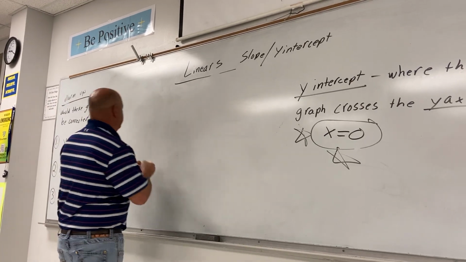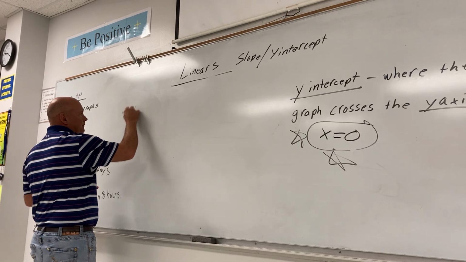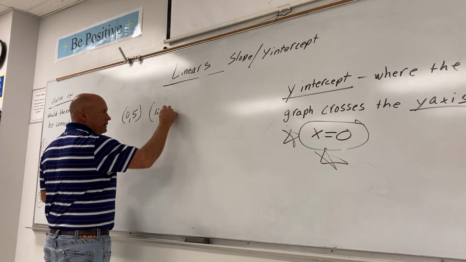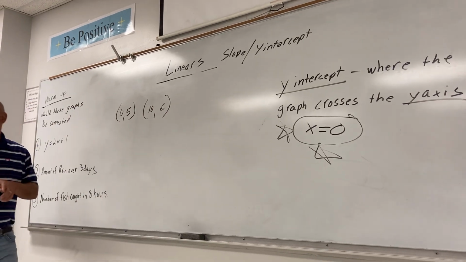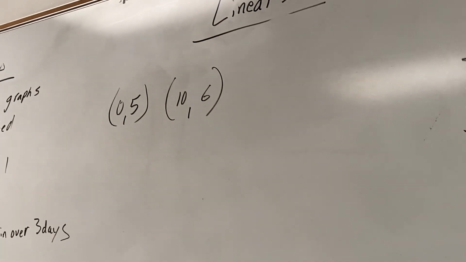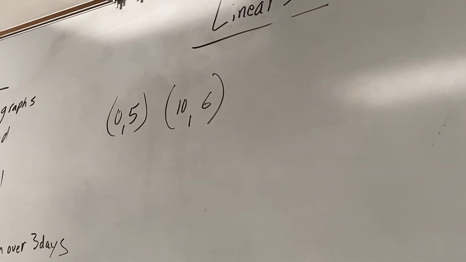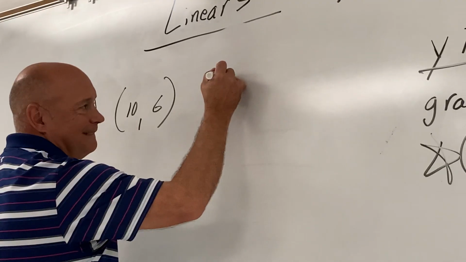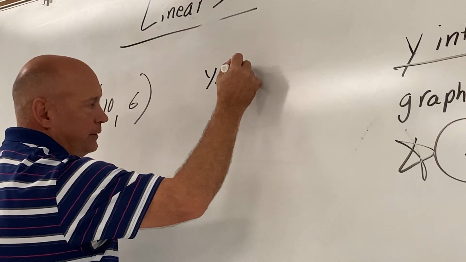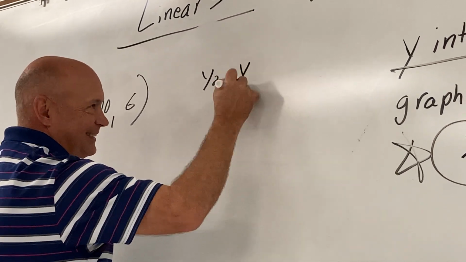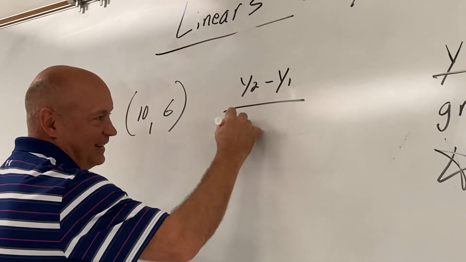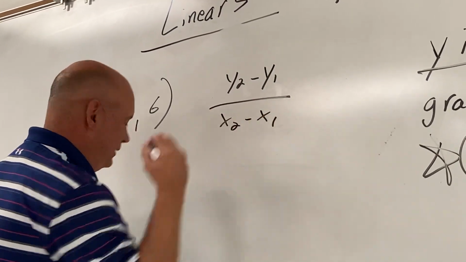Last one we got is some points. Somebody refresh my memory on how we find the slope between 2 points. Thank you, Rylan. What do we got? Y2 minus Y1, over X2 minus X1. All right.